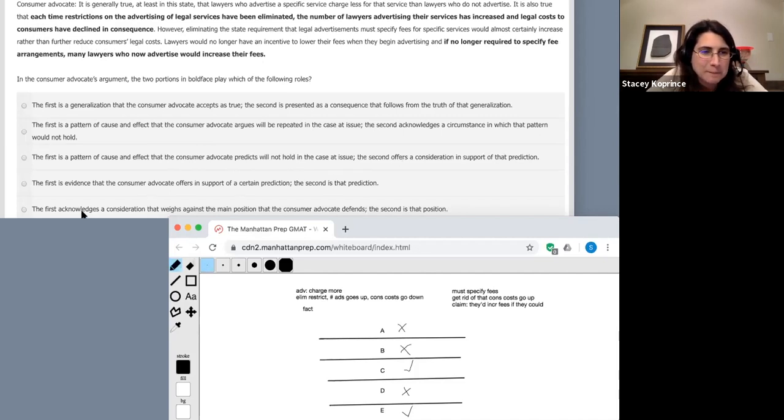Let's go back and look at E again. The first acknowledges a consideration that weighs against the main position. Oh, yeah. Okay, got it. That's the distinction between C and E, and this is why I was getting caught up. This isn't the final position. The final position is that the consumer costs would go up. If the lawyers charge more, then consumers' costs go up. So this is not the final position. That one's out. C is the correct answer. Got it.